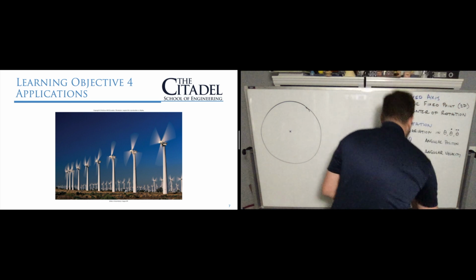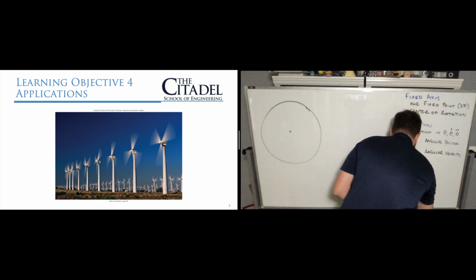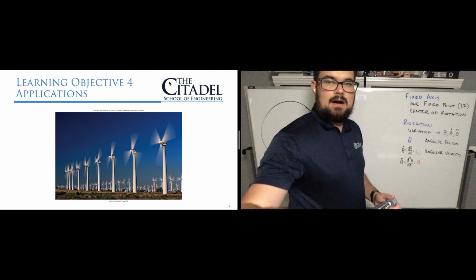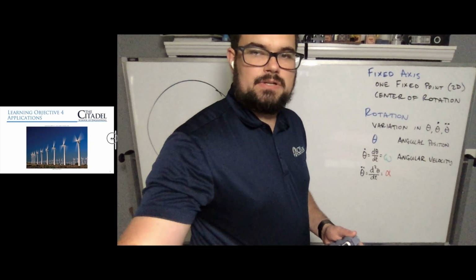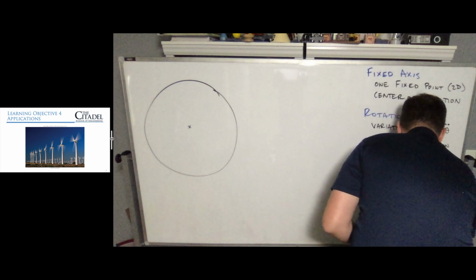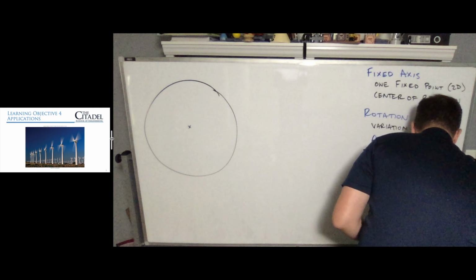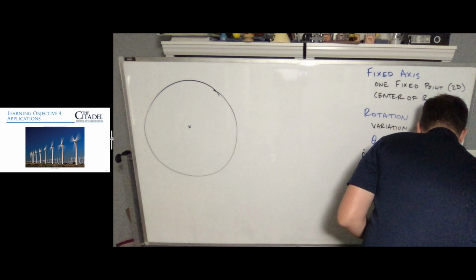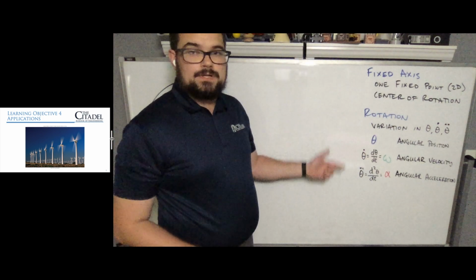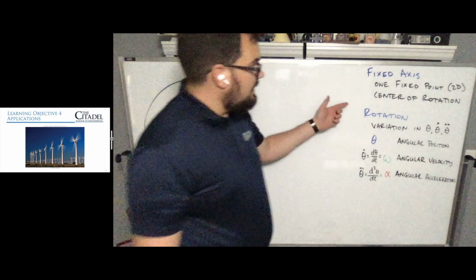And theta double dot, or the second derivative of the angular position with respect to time, we're going to use the symbol alpha. Alpha looks like the little fish thing. And that's going to be our angular acceleration. So we have this theta, omega, and alpha as we think our way through this. So this is our variations in rotation.